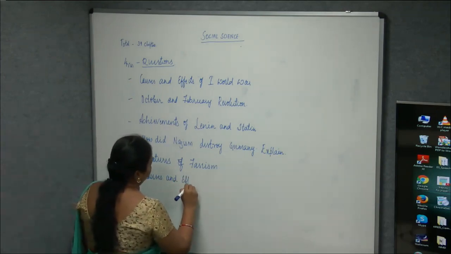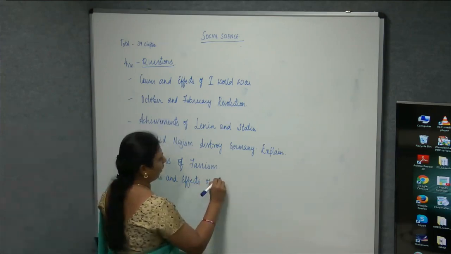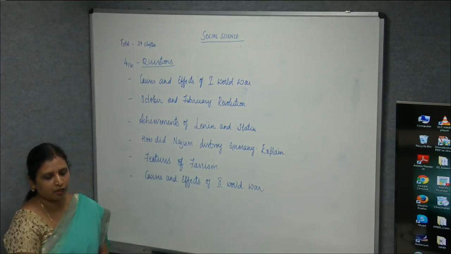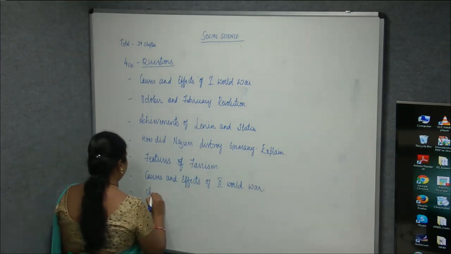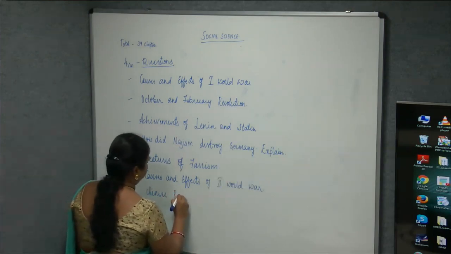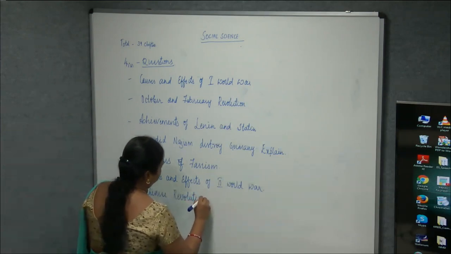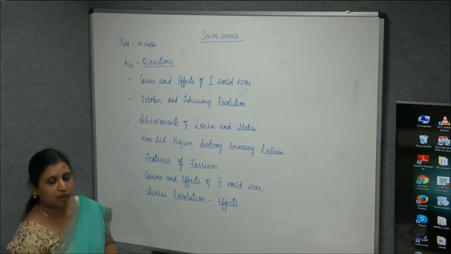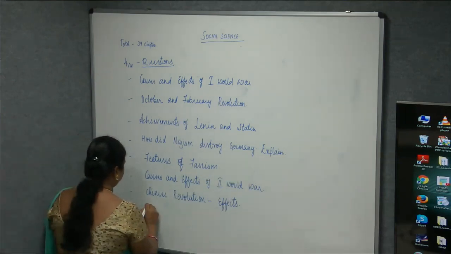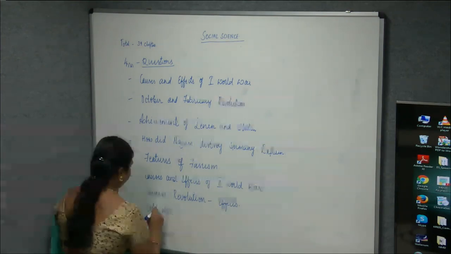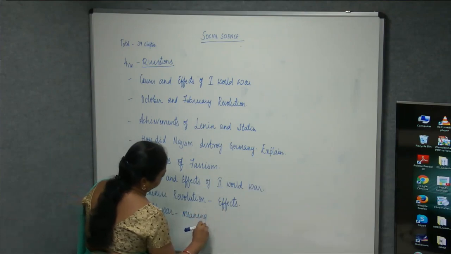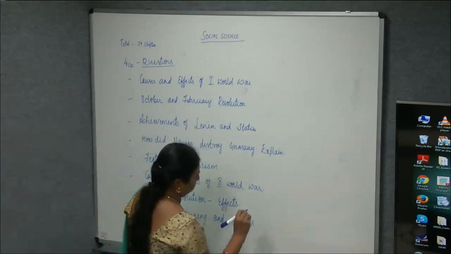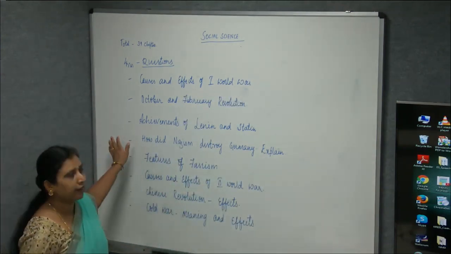Causes and effects of Second World War. Okay, so causes and effects of Second World War. Then Chinese Revolution effects. Okay, so Chinese Revolution effects. Okay, then Cold War meaning and effects. Okay, so these are all the questions that come in the 10th lesson of history.